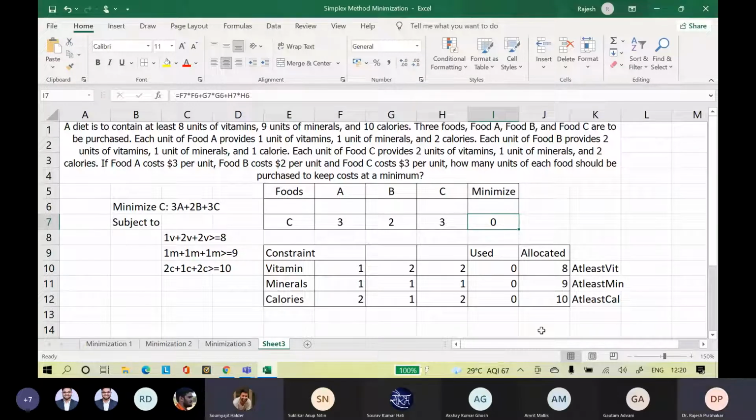One eight zero. Because cost is 180. How many of A and B and C? How many foods? A how many, B how many, C how many units of food? 1 unit of A, 8 units of B, and 0 units of C. Okay.